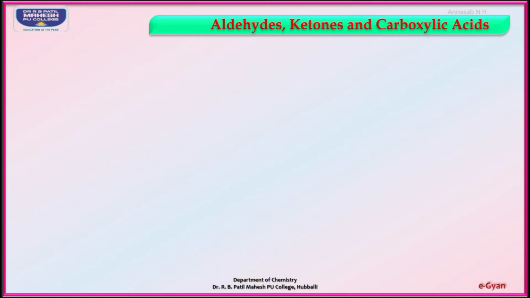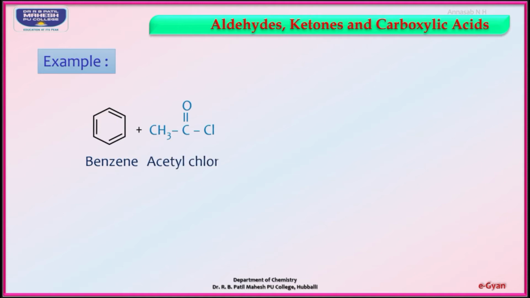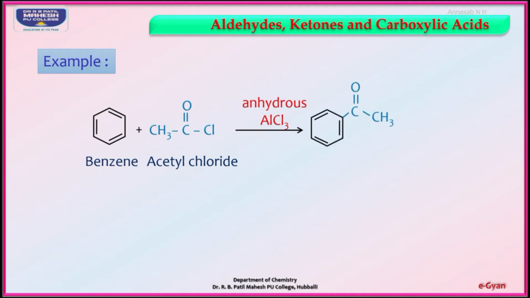Example, benzene is treated with acetyl chloride CH3COCl in presence of anhydrous AlCl3 forms methyl phenyl ketone or acetophenone. Dear students, in the first and second method of preparation of ketone, that is from acyl chlorides and from nitriles, we can prepare both alkyl as well as aryl ketones, or aliphatic or aromatic ketones. But in the third method, from benzene, we can prepare only aromatic ketones.